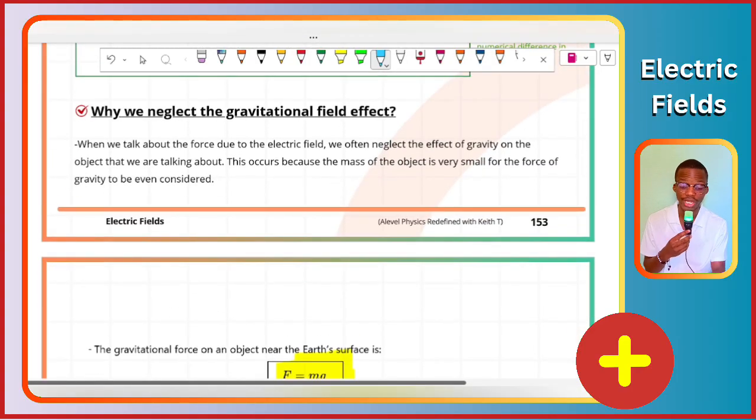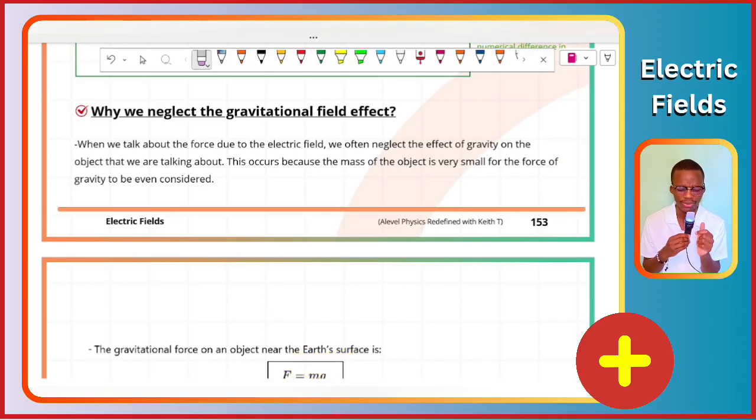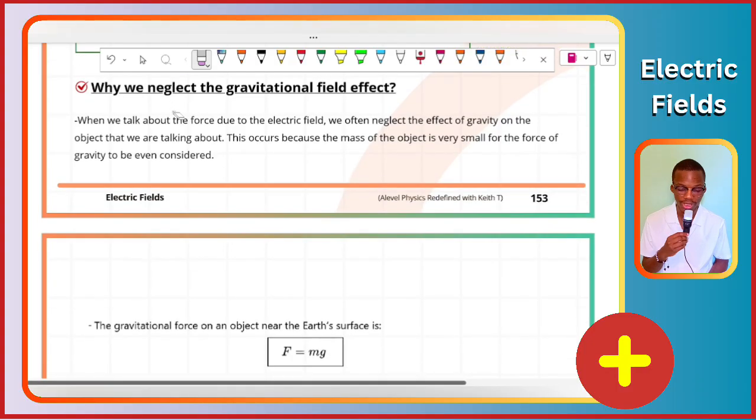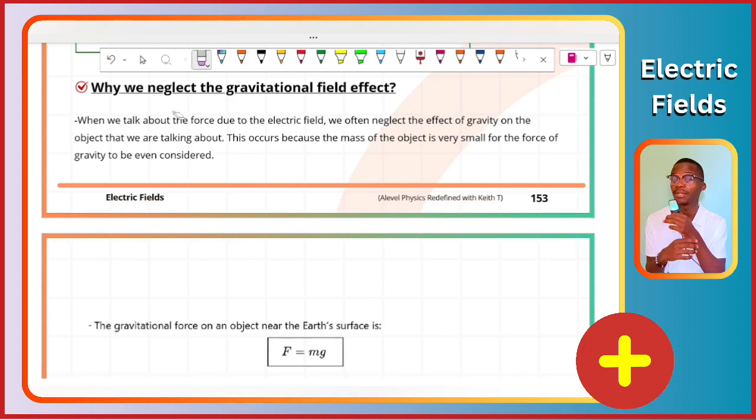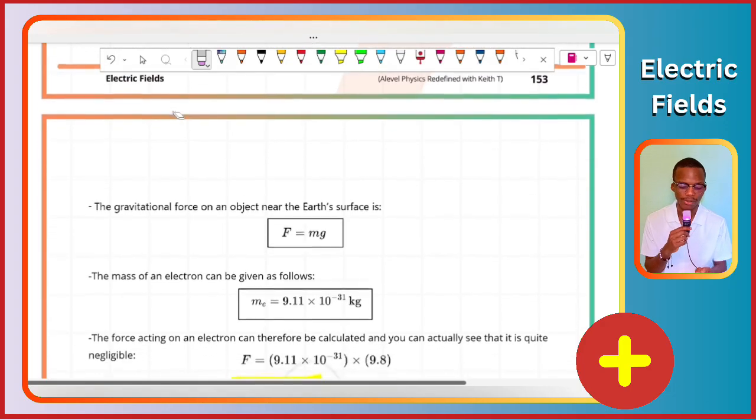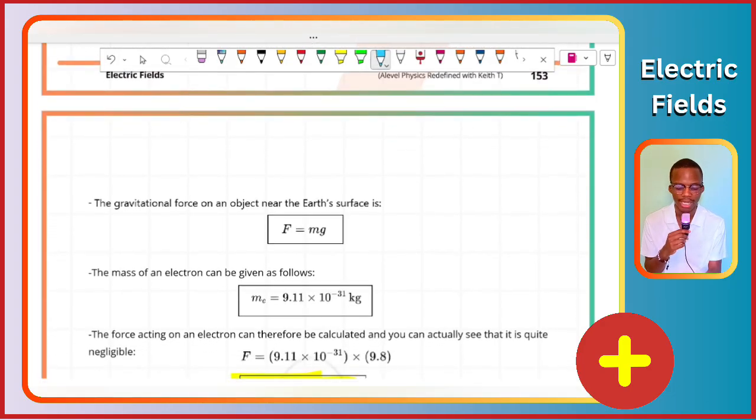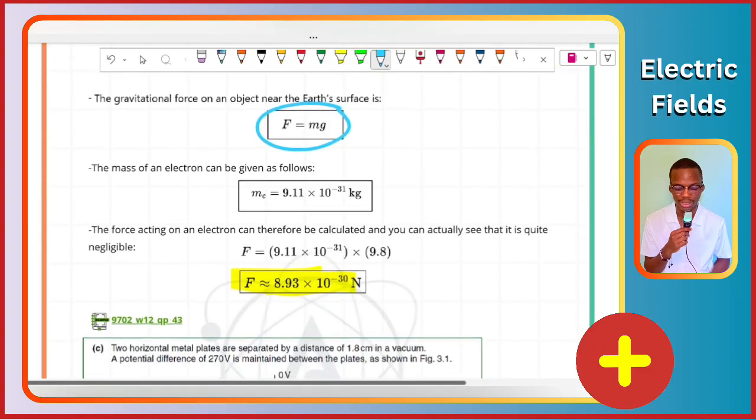During all this motion, we actually neglect, right? We don't consider the effect of a gravitational field. Why do we do that? Well, this is true because the mass of the object will be so small that the force of gravity is negligible. QE is a bit different, right? The charge can be a bit bigger, but the mass is a bit small. So the gravitational force can be calculated by saying F is equal to mg. So if you take the mass, you multiply by g, which is the acceleration due to gravity, you can therefore calculate the force.